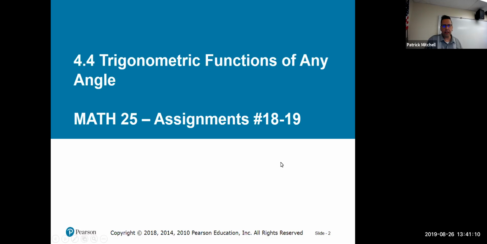So I mentioned at the beginning of 4.2 that there are three different ways to define these trigonometric functions. First we had it in terms of the unit circle, and then we had it in terms of a right triangle. Okay, so now we can extend that to any angle. A right triangle only works for acute angles, right? Angles between 0 and 90 degrees.